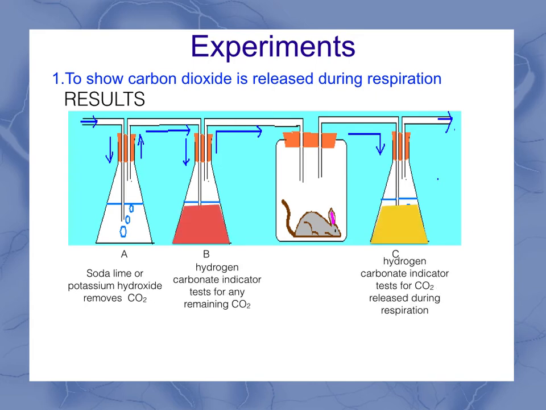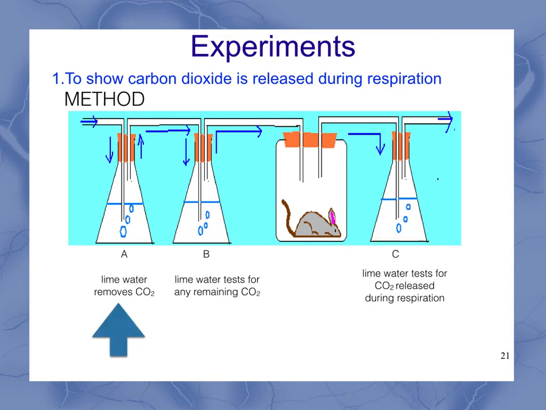Instead of lime water in flask B and C, you could put hydrogen carbonate indicator. So why are they different colors? Well, in flask C, carbon dioxide is present, so the indicator turns yellow. In flask B, the hydrogen carbonate indicator remains a pink color because no carbon dioxide is present. It's been removed by the potassium hydroxide in flask A.